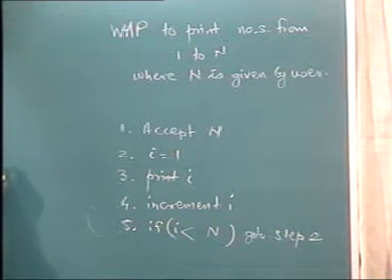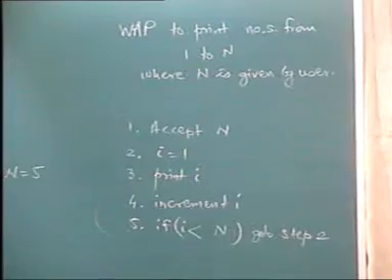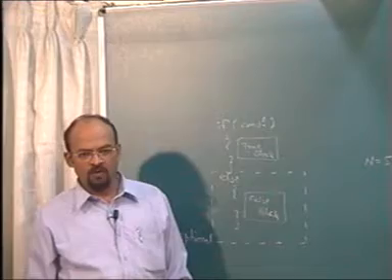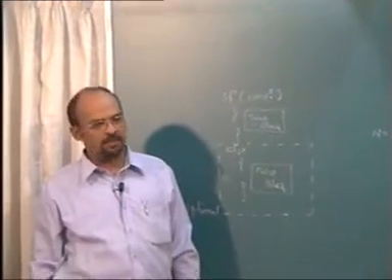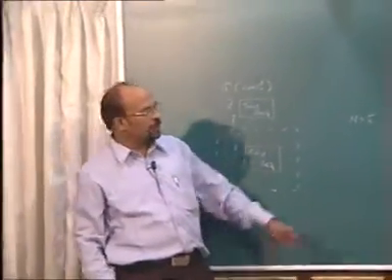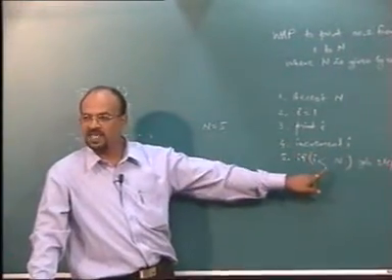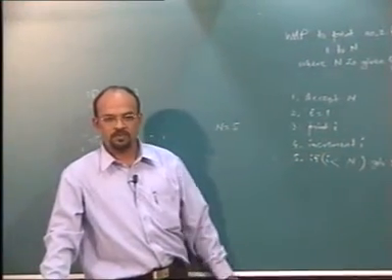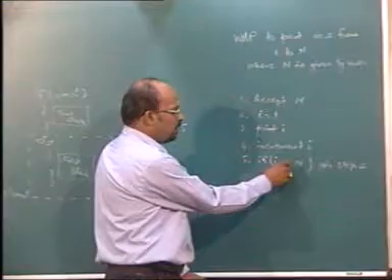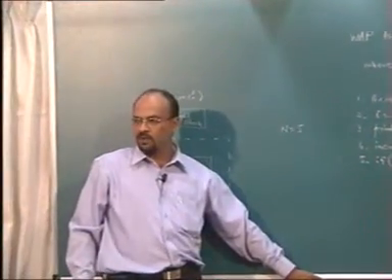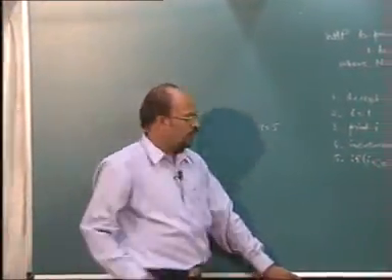Suppose I give n as 5. Can you tell me what will be the output? 1, 2, 3, 4, 5 will not get printed, because when it prints 4, I becomes 5. 5 less than 5 will be false. Then it should be less than or equal to. And then you will stop.